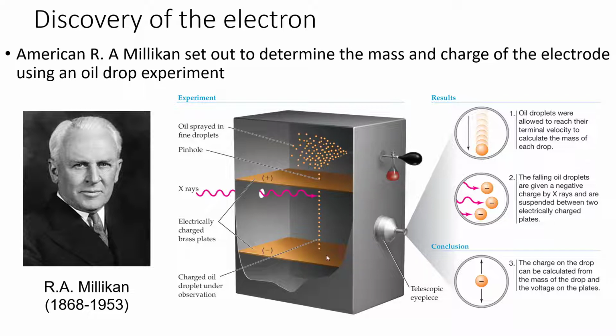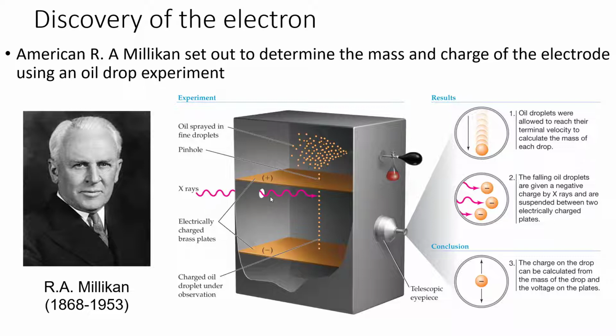And then there are two different plates here. So you have a positively charged plate and a negatively charged plate, and a tiny hole that's bored into the middle of this positively charged plate. And so this tiny hole allows these oil droplets to fall down in a single file line between these two plates. And as those oil droplets fall down a straight line, Millikan was able to look through this telescopic lens here to determine the terminal velocity of each of those droplets. And so he used that to determine the overall mass of each droplet.